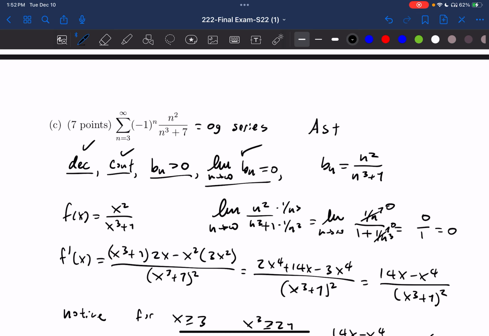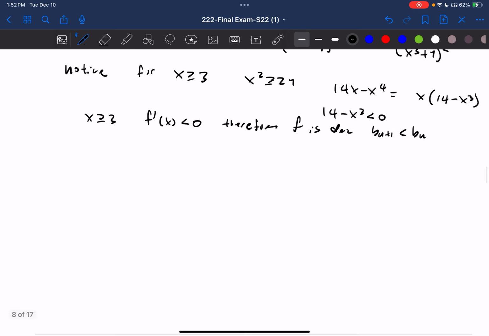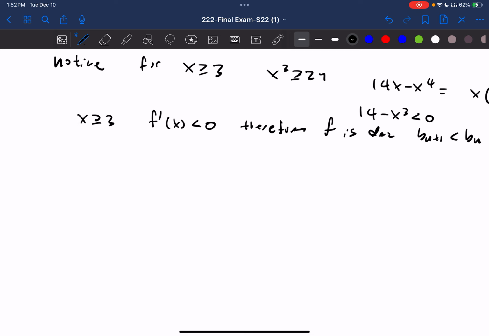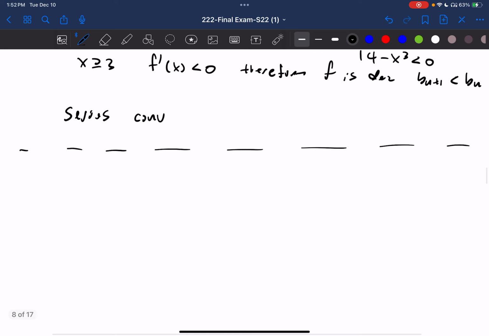So we see this is true and this is true. Since all four of these conditions are met, the original series will converge. Now we need a test for absolute convergence or conditional convergence.